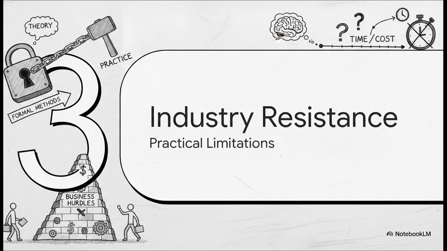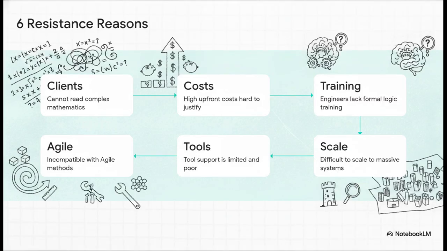Which brings us to Section 3, industry resistance to adoption. Despite the theoretical brilliance of catching errors early and proving code is correct, there are severe practical limitations and business hurdles when you try to implement formal methods in the real world. There are 6 major reasons for this resistance. First off, clients and domain experts simply cannot read complex mathematics. If a client can't read the specification, they have no way to verify if it actually represents their business needs.